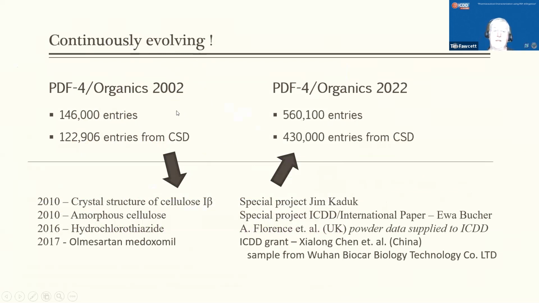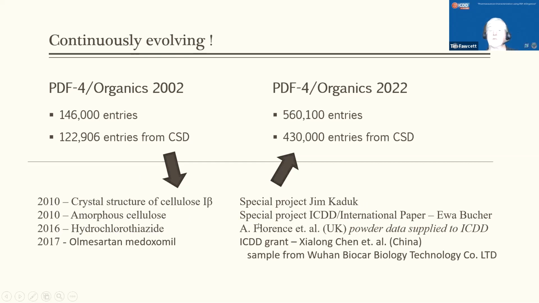And in that last example that I just showed you, we didn't have the crystal structure of cellulose 1B until 2010, and that's because that was a special project by Jim Kaduk, where he did an amazing job elucidating the structure using a fiber pattern, solid state NMR, and synchrotron X-ray diffraction pattern. We determined amorphous cellulose in a special project that ICDD had with International Paper and Eva Bucher in 2010 and 2016. We had the pattern of hydrochlorothiazide.